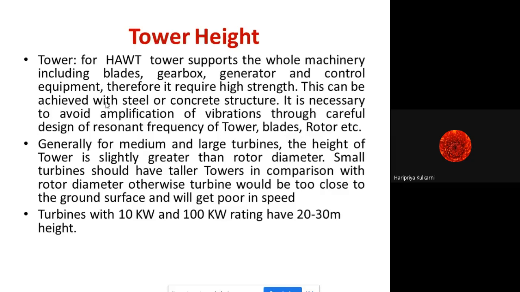Now let us come to the next point, which is the tower height. Tower height is one of the important factors. As you know, once we design the length of the blade or chord of the blade, then you have to consider the overall diameter of the rotor along with the blades. So your horizontal axis wind turbine should be of that height.